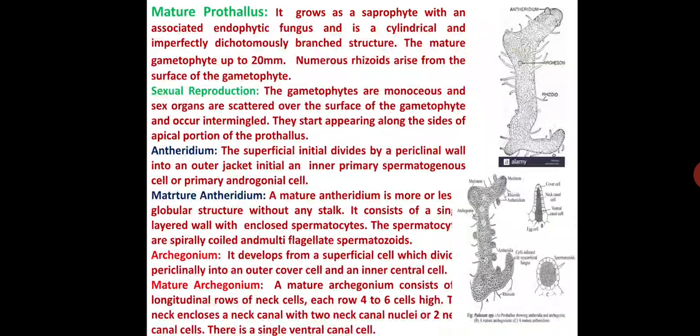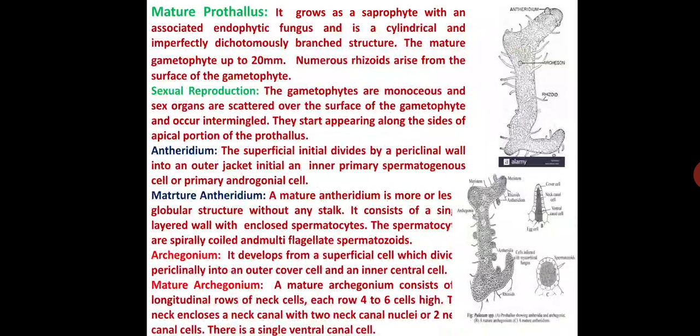Next we discuss sexual reproduction. The gametophytes are monoecious, meaning both the male sex organ and the female sex organ are present. The male sex organ is known as antheridium and the female sex organ is known as archegonium. They are scattered over the surface of the gametophyte and occur intermingled. They start appearing along the sides of the apical portion of the prothallus.